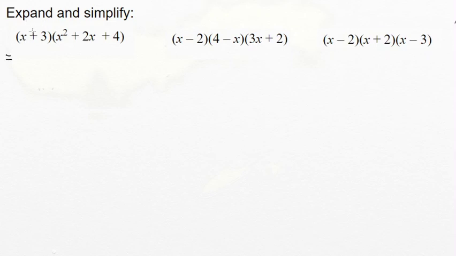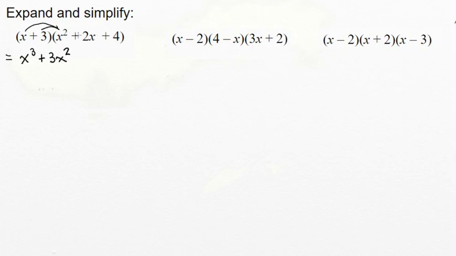So let's see, x plus 3, let's get both of those expanded to the first term. So if we multiply x by x squared, we'll have x to the power of 3. Alright, now 3 times x squared, that's 3x squared. Alright, we have just expanded for the first term here.